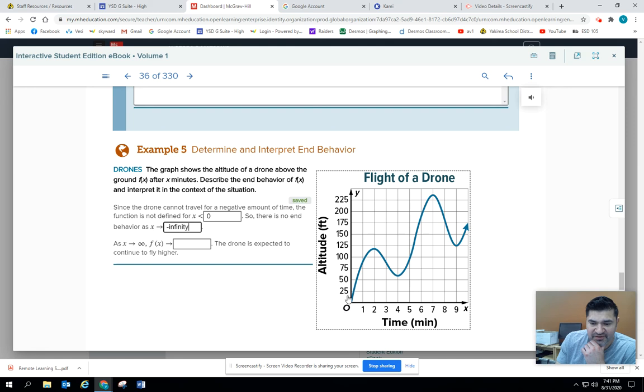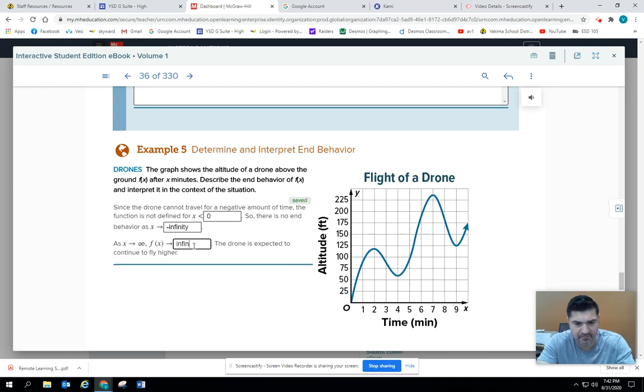As x approaches infinity, so as x is going this way, what's the function doing? It ends off right here with an arrow going up. And this is not negative infinity, but it is infinity. The drone is expected to continue to fly higher. Okay, so it's going to just keep going up.